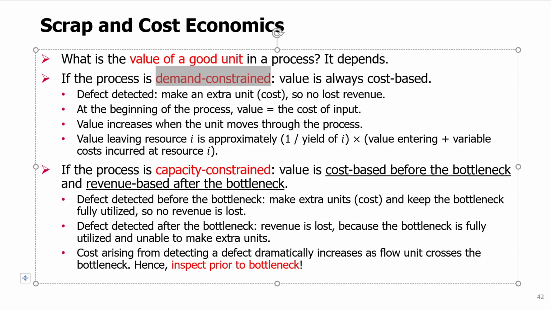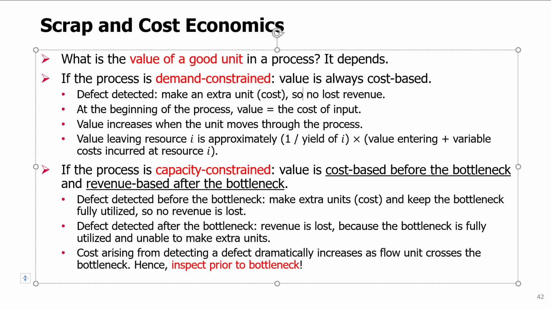In that case, we will observe that value is always cost-based. The value of a unit in the process that is still not detected as defective is cost-based. Why is that? Because if you detect a defect, all you need to do is throw it away and make an extra unit, and you just pay an extra cost. And why can you make an extra unit? Because you have sufficient capacity. Your process is demand constrained, not capacity constrained. So you do not lose revenue. All you lose by detecting a defect is the cost of making an extra unit.